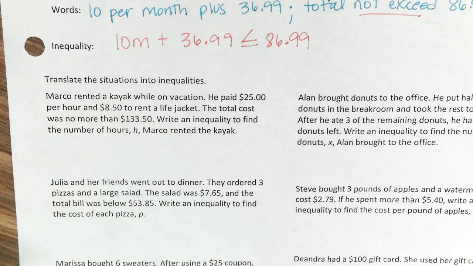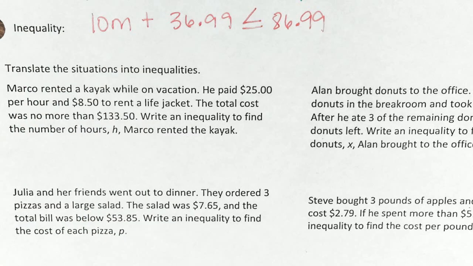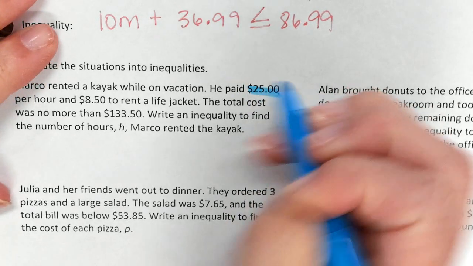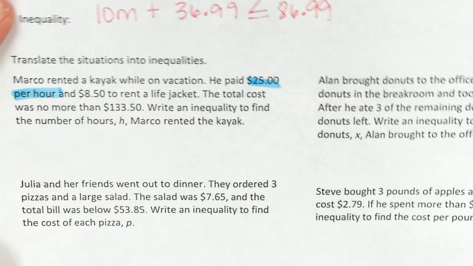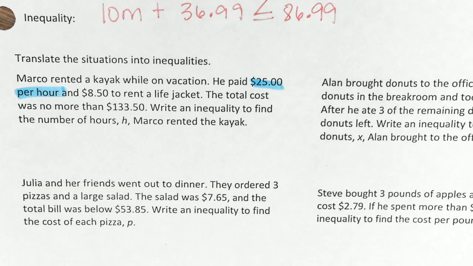Marco rented a kayak while on vacation. He paid $25 per hour. Did y'all see a clue word? Per what? So what do y'all think we should use as our variable? Probably, but we don't want to do that until we've read the whole thing, but you're probably right. And he paid $8.50 to rent a life jacket. Is that a rate or a one-time thing? Okay. The total cost was no more than $133.50. All right, let's go write it.